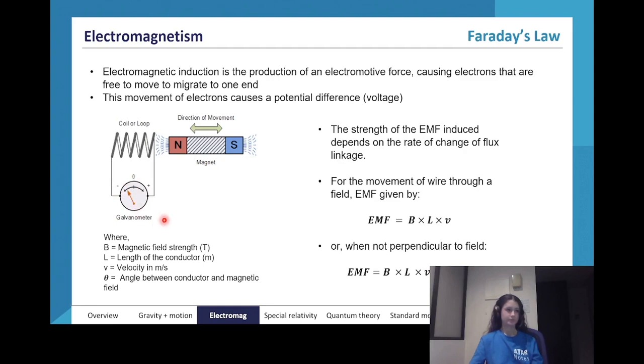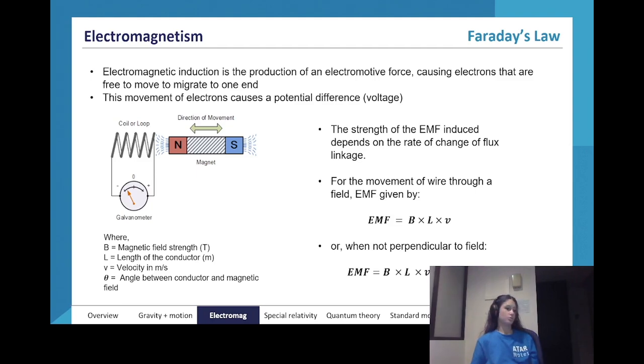So, the strength of the EMF induced depends on the rate of change of flux linkage. For the movement of wire through the field, EMF is given by the magnetic field strength multiplied by the length of the wire multiplied by the velocity that the wire is traveling at. If the wire itself is not perpendicular to the field, then we need to consider the angle at which the wire is at with the field.